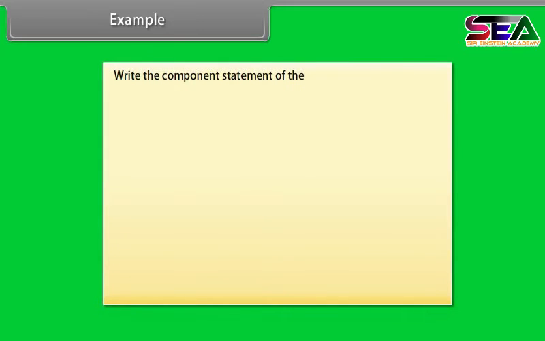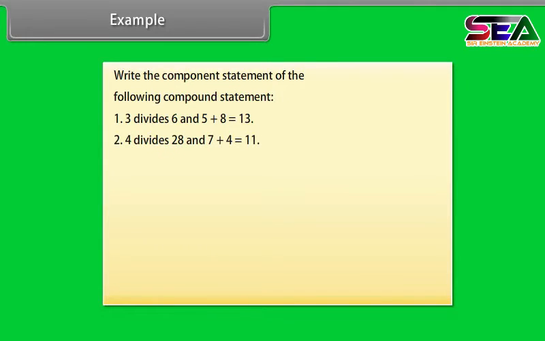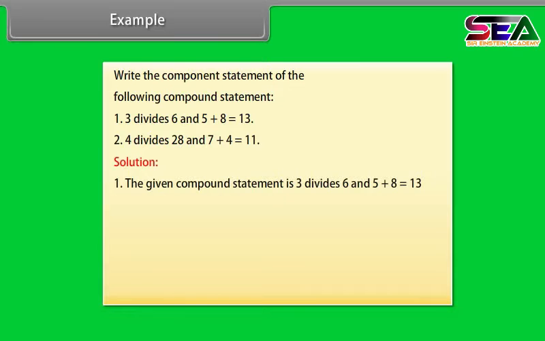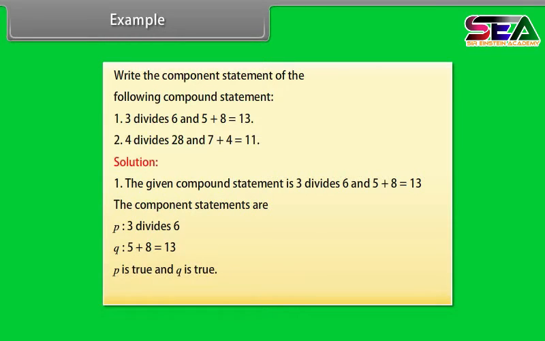Example: write the component statements of the following compound statements. 1. 3 divides 6 and 5 plus 8 is equal to 13. 2. 4 divides 28 and 7 plus 4 is equal to 11. Solution: 1. The given compound statement is 3 divides 6 and 5 plus 8 is equal to 13. The component statements are P: 3 divides 6. Q: 5 plus 8 is equal to 13. P is true and Q is true. Hence, P and Q is true.